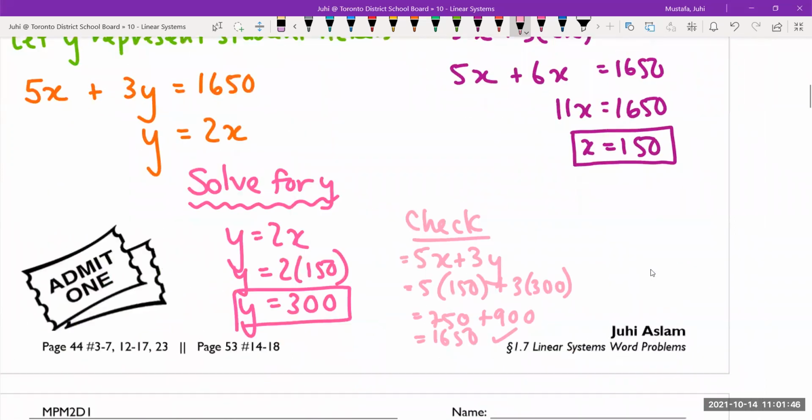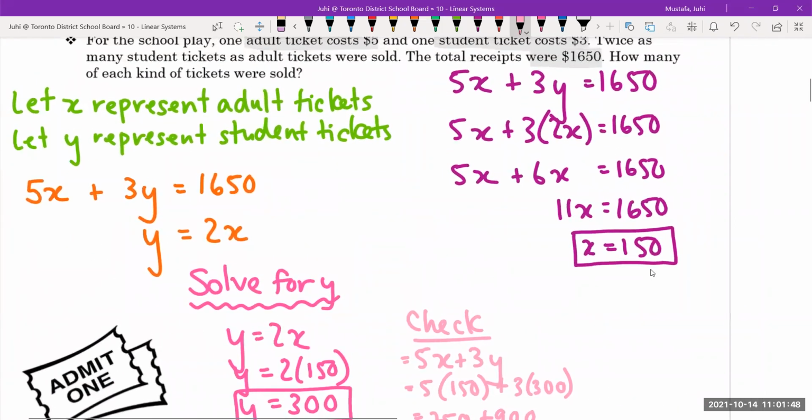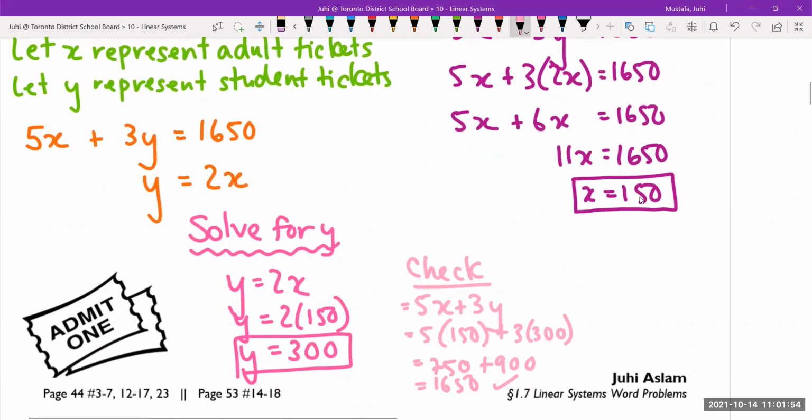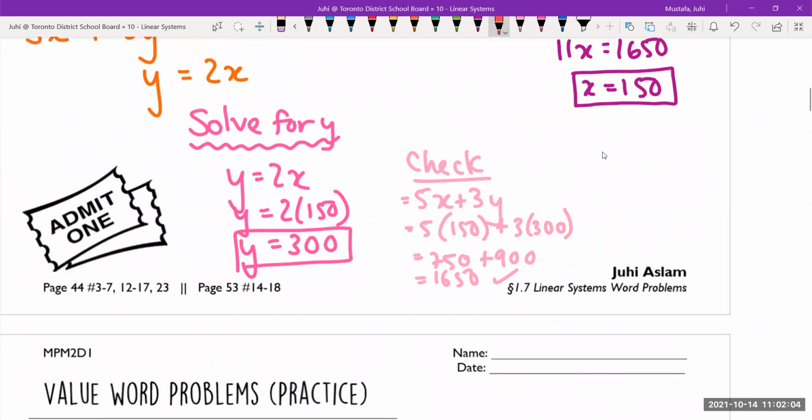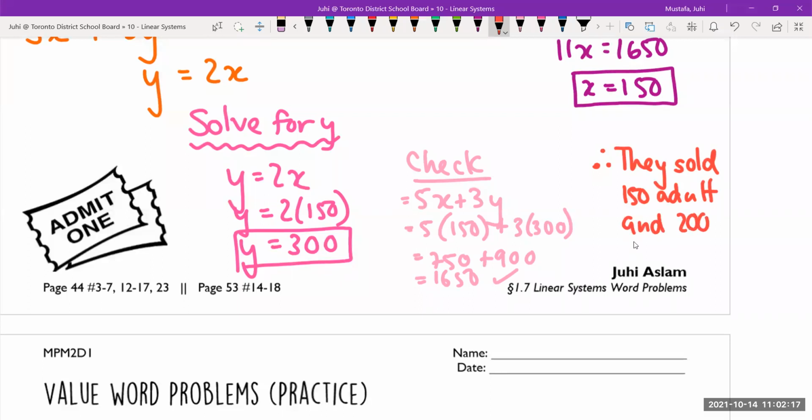And then I'm just looking at the numbers. Do I have double the amount of student tickets as I have adult tickets? Yeah, 300 is double 150, so that works out as well. And so my therefore statement is going to be, therefore, what's the question asking? How many of each type of tickets were sold? So therefore, they sold 150 adult and 300 student tickets. Oh, sorry, 300 student tickets.